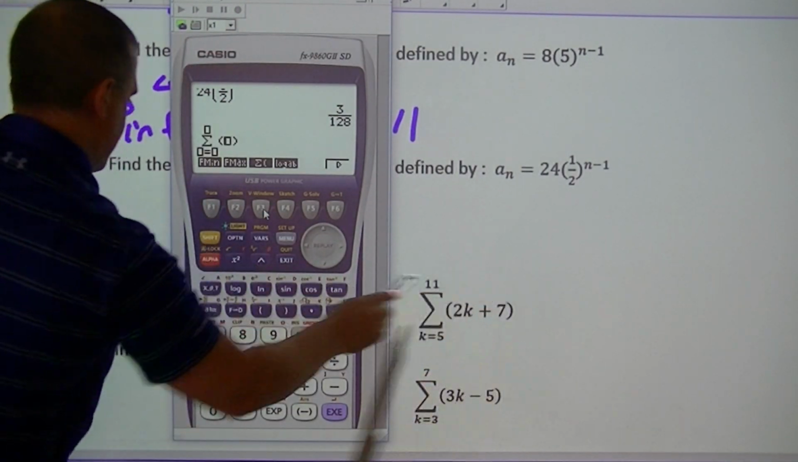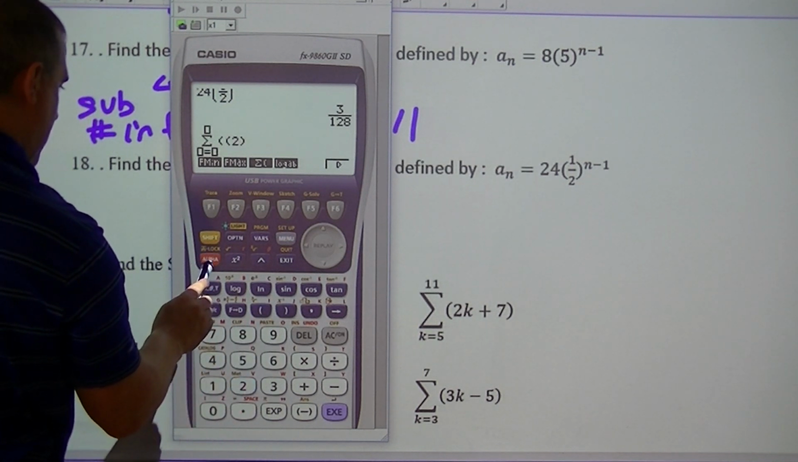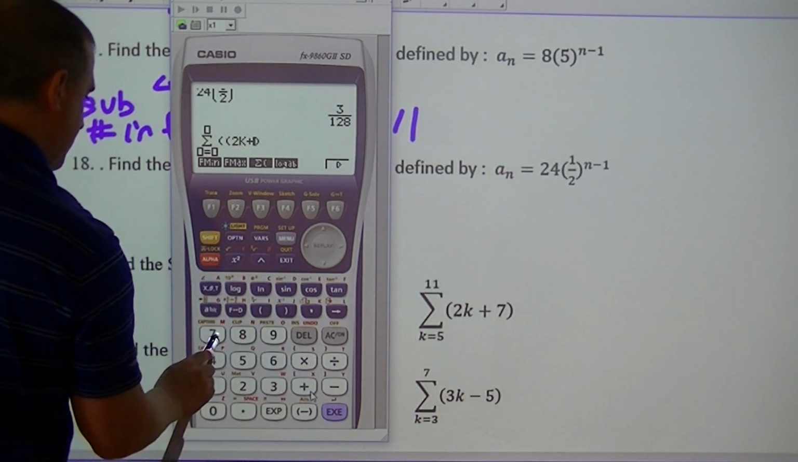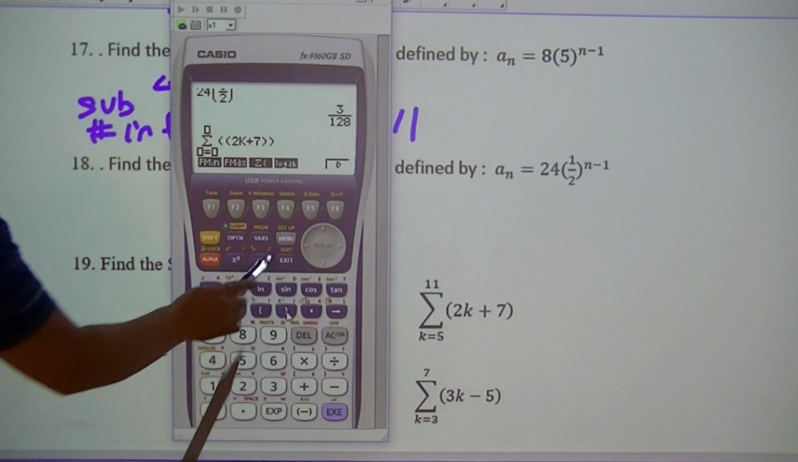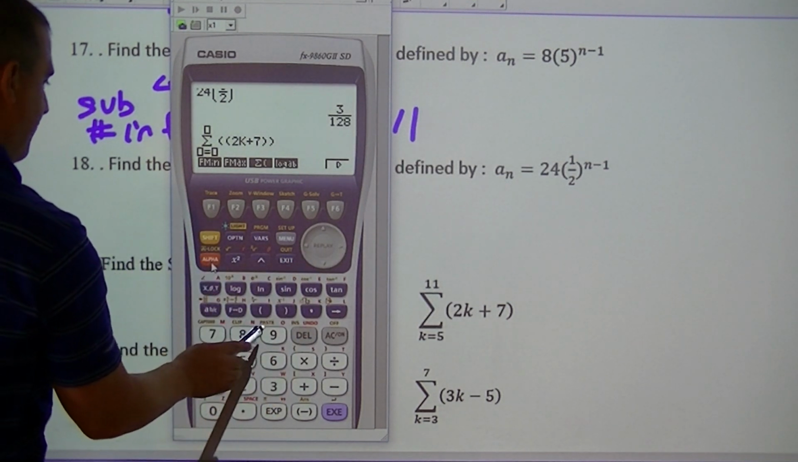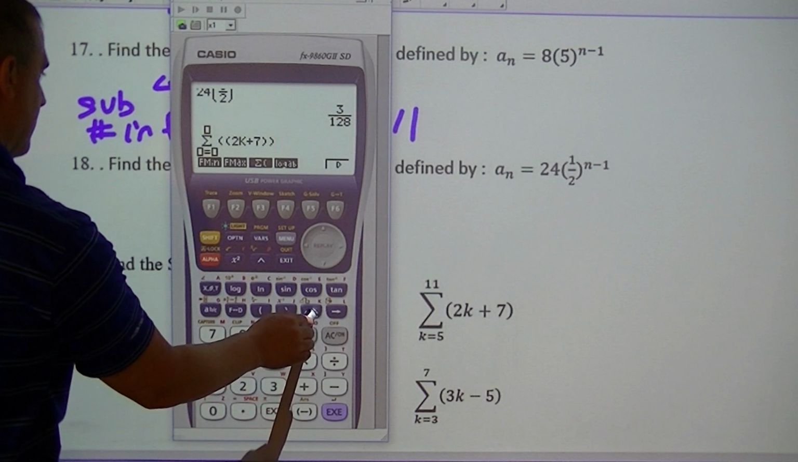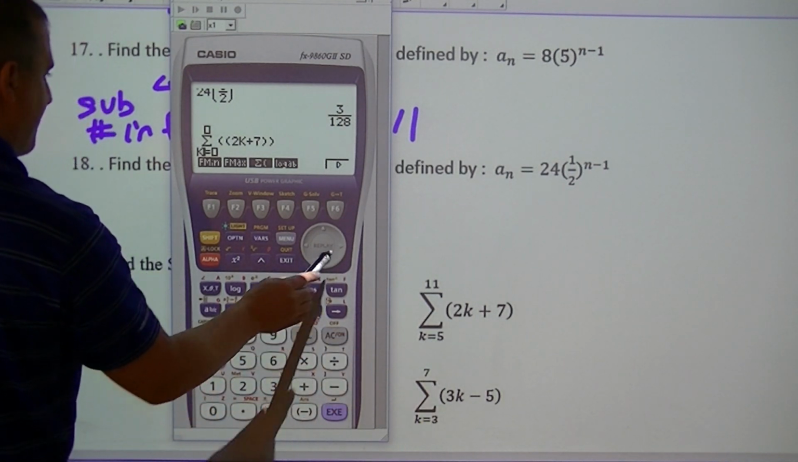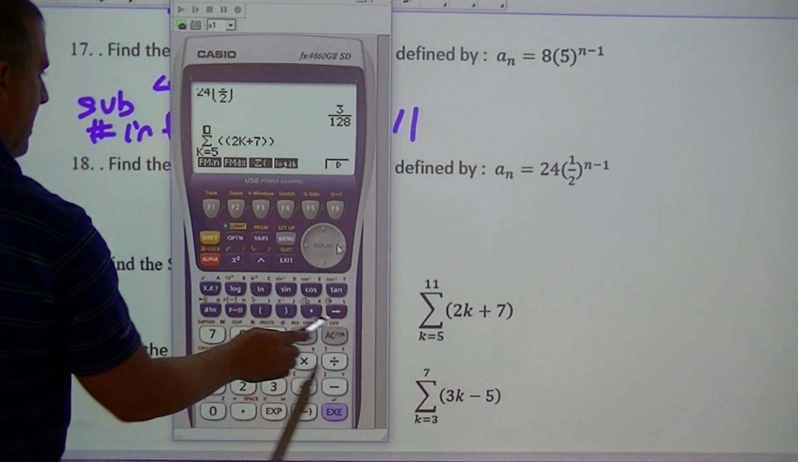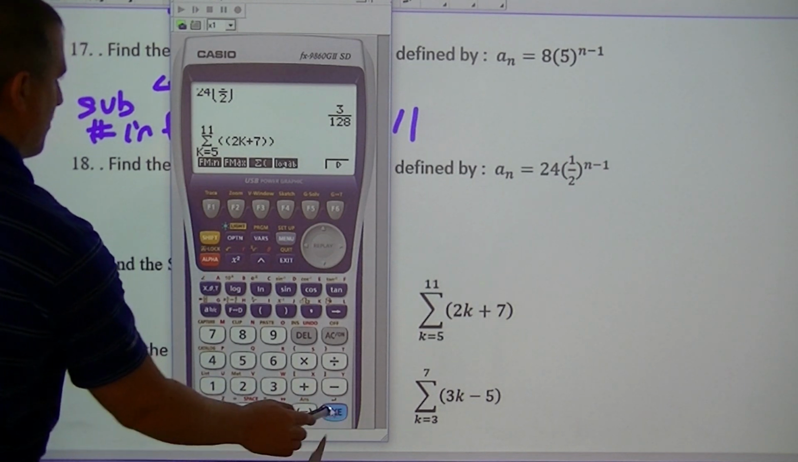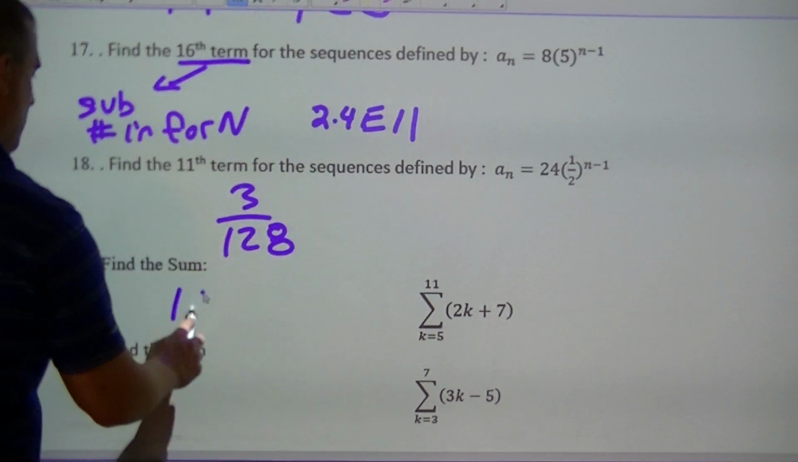So I see parentheses there, so parentheses 2, alpha k, plus 7, close them. As you can see, I have a double set, but that's the way you should do it. Alpha k. Now they want me to start at 5 here, so I'm going to go 5, and I'm going to end at 11. So follow what they give you on that. So that answer would be 161.